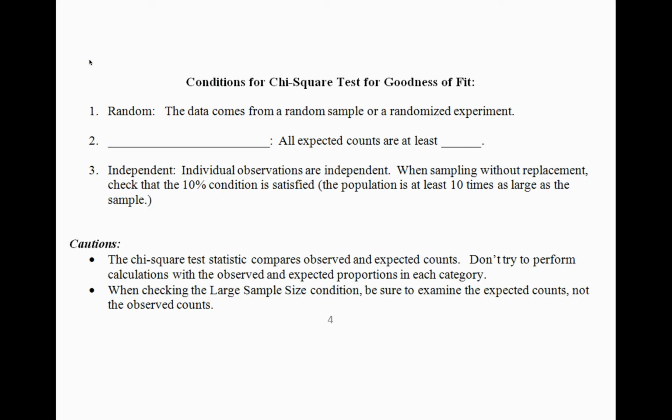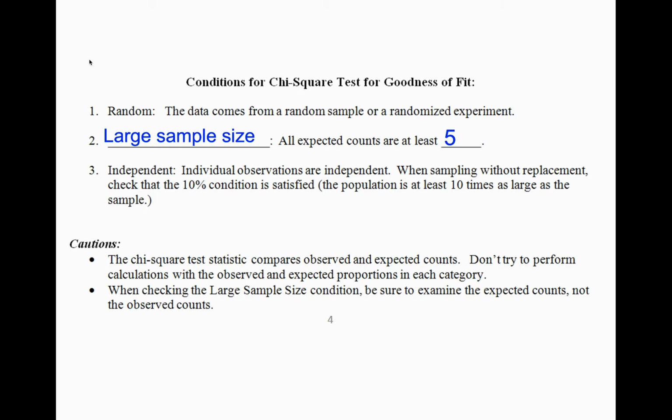The conditions that we need to check for a chi-squared test for goodness of fit. First of all, we have to have our data coming from a random sample or some sort of randomized experiment. Our second condition is what we call the large sample size condition. And for this to be satisfied, we need all of our expected counts to be at least 5. And then we have the independent condition, which is the 10% condition that we've used in previous chapters. So the only condition that is different with the chi-square test is the large sample size condition. And notice that we are no longer checking the normal condition because the chi-square distribution is not approximately normal.